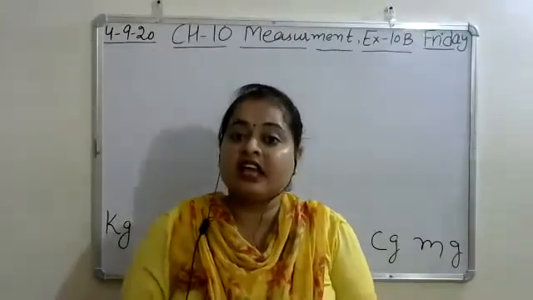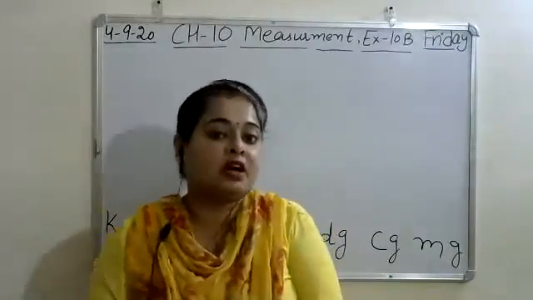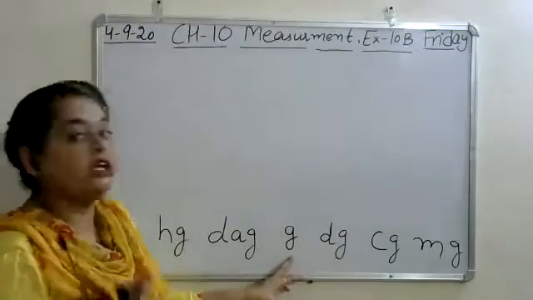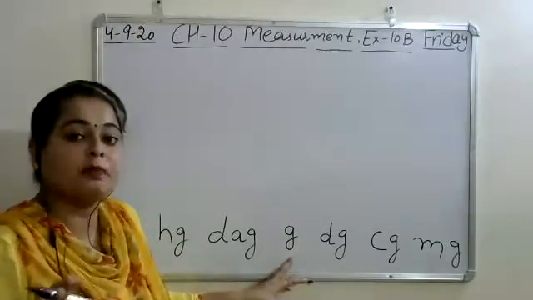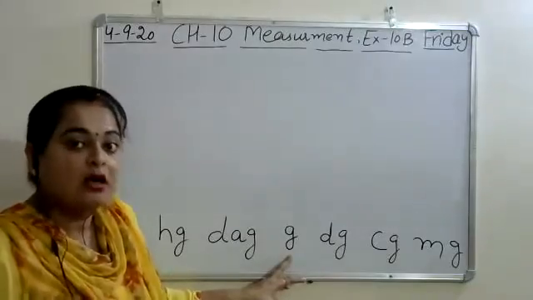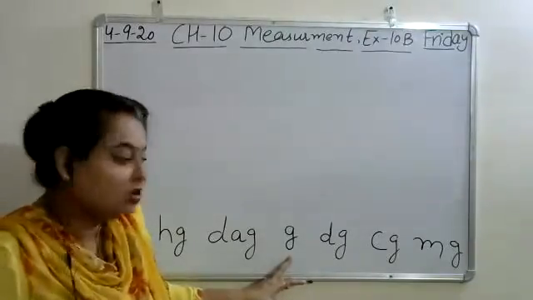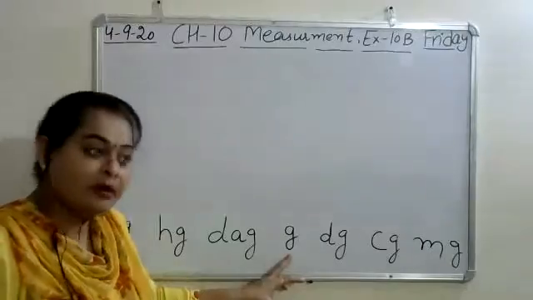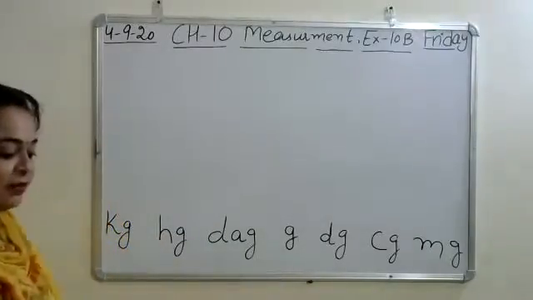The way to solve the questions is exactly the same. The difference is that in place of meter, you will write G here, because the question is based on weight. For weight, you will not use meter. Meter is a unit for length. For weight, we will use gram. So let's start exercise 10B. First question.